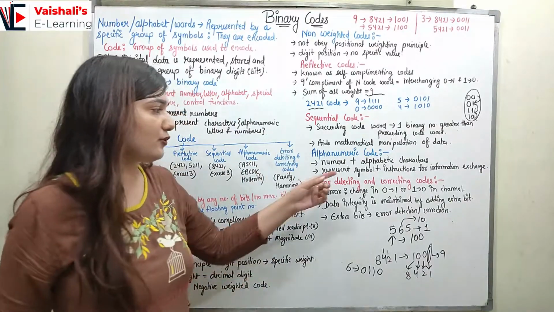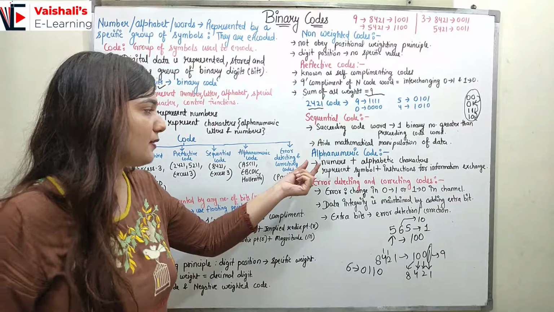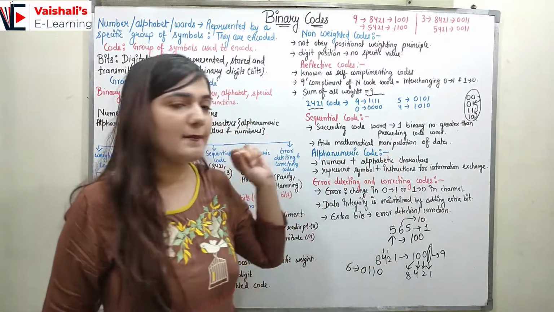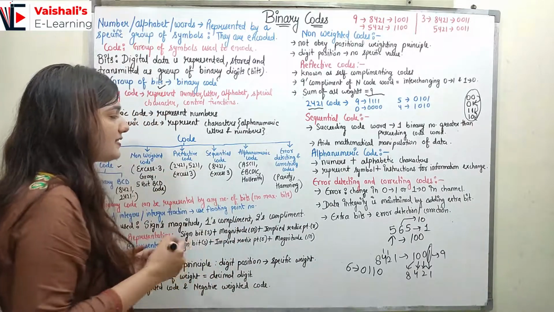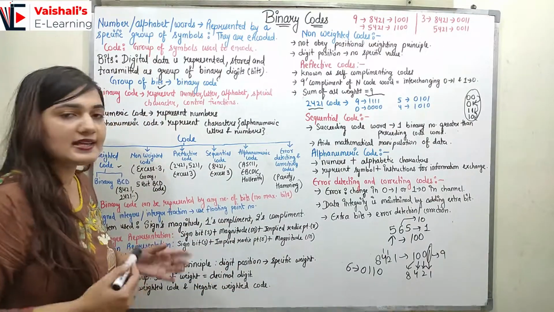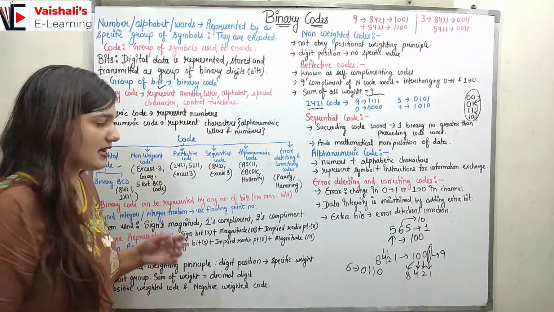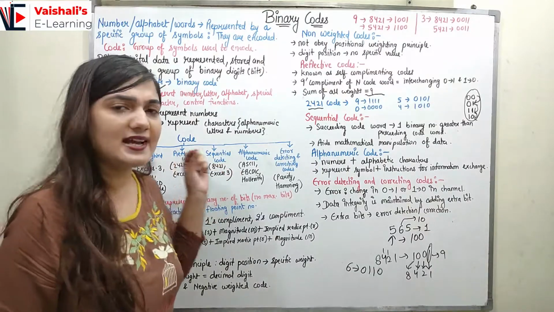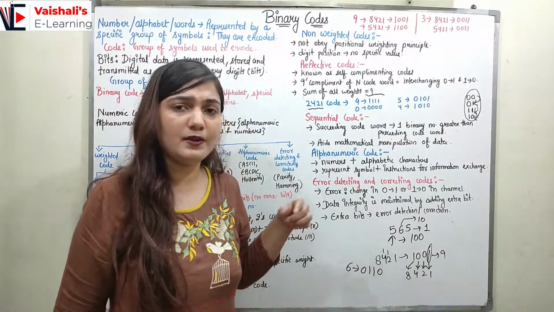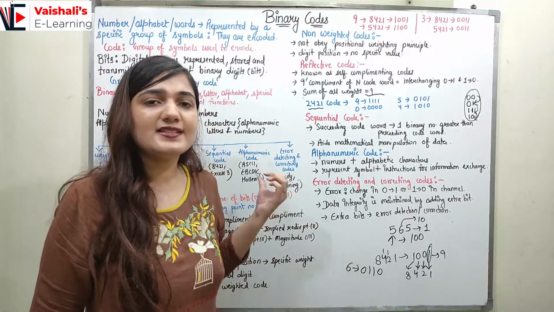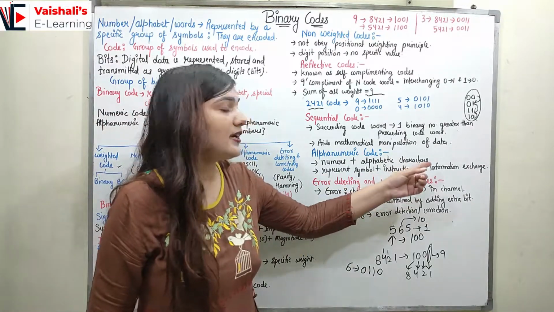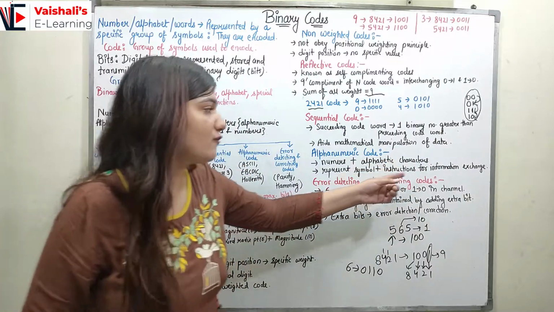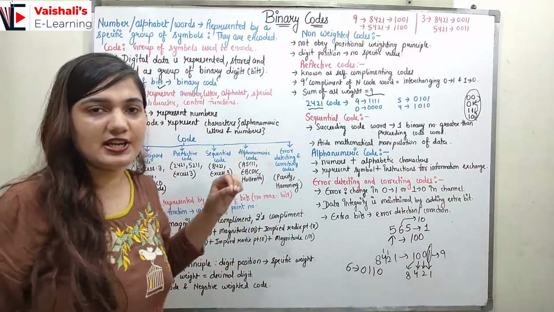Then the alphanumeric code. Alphanumeric code, as the name suggests, will have numbers plus alphabetic characters. Both of them can be represented. A very basic example of the alphanumeric code is the ASCII code, the EBCDIC code and the Hollerith code. EBCDIC is used in IBM processors only, whereas ASCII code is a universal code. It represents symbols and also represents instructions for information exchange.